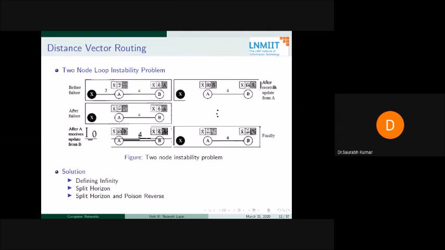Okay, so these are the three important solutions with which you can go for the two node loop instability problem. Anybody, any doubt as of now?